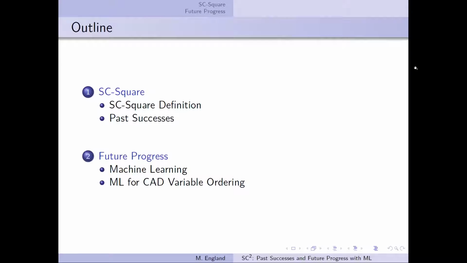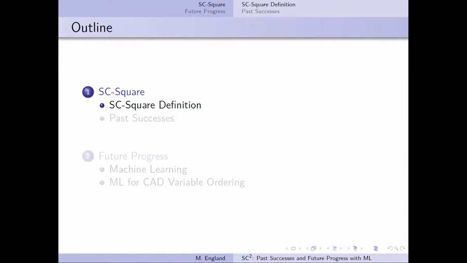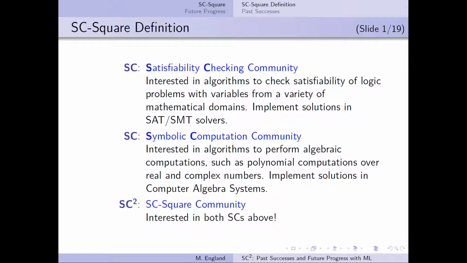SCSquared, then, I think probably everyone in this room knows what it stands for, but just in case, or if there's anyone watching the video later, let's define it. It's formed by two abbreviations, which are both SC. One of them is Satisfiability Checking. That's the community of computer scientists who are interested in algorithms to check the satisfiability of logic problems with variables from a variety of domains. And they tend to implement their work in what are called SAT-solvers or SMT-solvers.